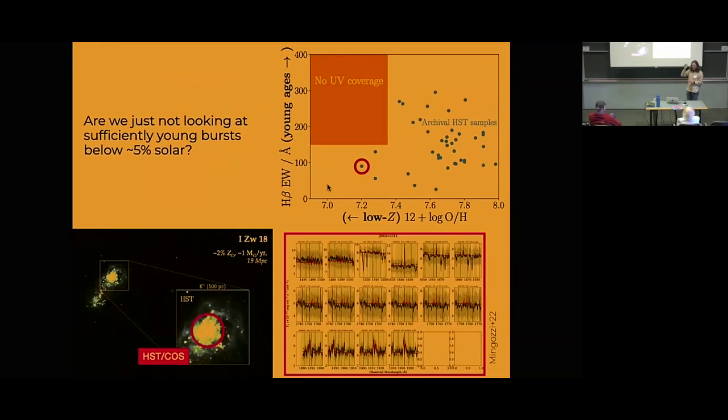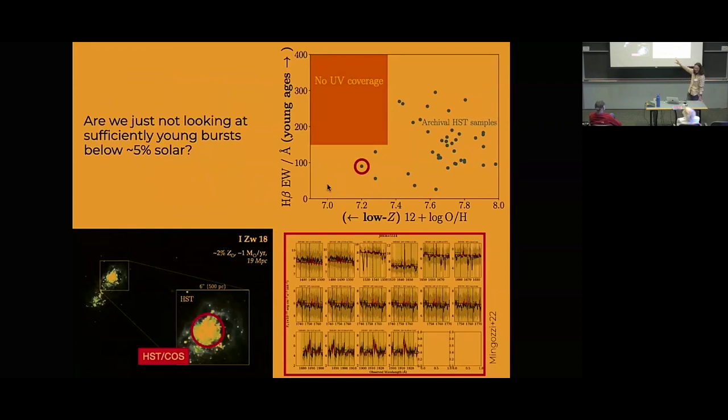I love I Zwicky 18. This is one of my favorite galaxies, partially because it's so close, you can just make these incredible HST images of it and almost start to resolve out individual clusters in this complex here. But you can also just put the COS aperture down. Of course, it would be great to have an IFU to put down here in the UV, but we've just got a big aperture here.